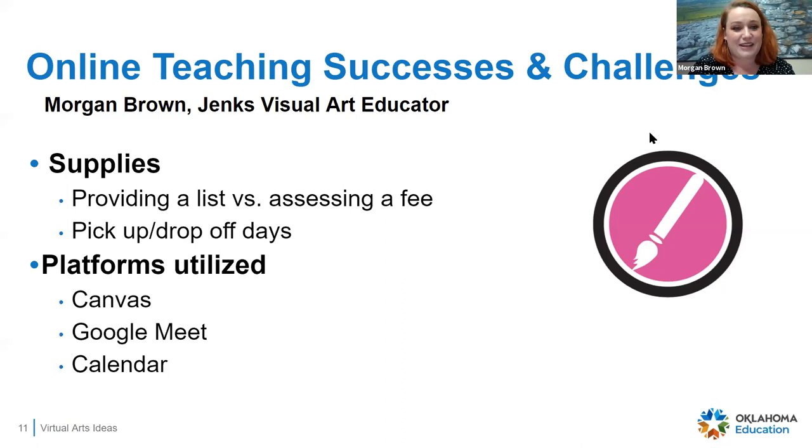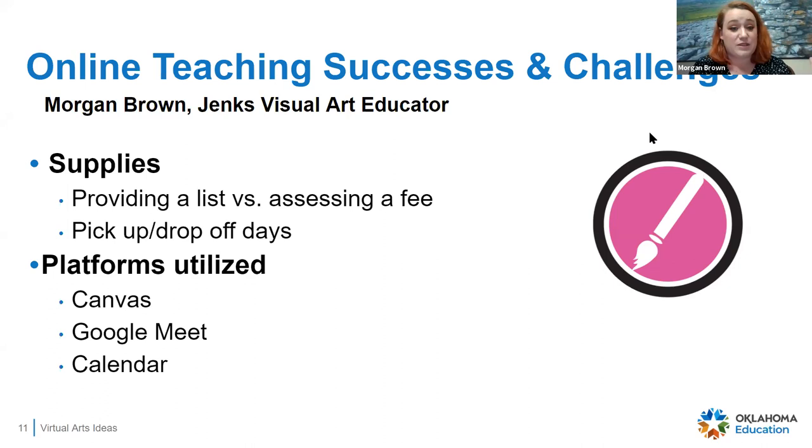And then the option that we've been using the most has been to provide a list. A limited list, really pared down. I sat down with my colleagues and said, what do we absolutely have to have for them to complete these projects and to complete the curriculum? What's the bare minimum that is accessible to them? And we put together a list at Walmart, a list at Target, a list at Michael's, one at Hobby Lobby, and then one on Amazon. So whatever they needed, there was a variety of options for them.